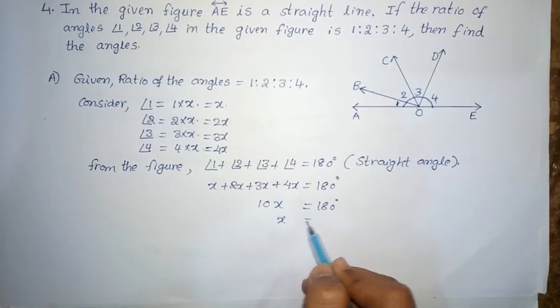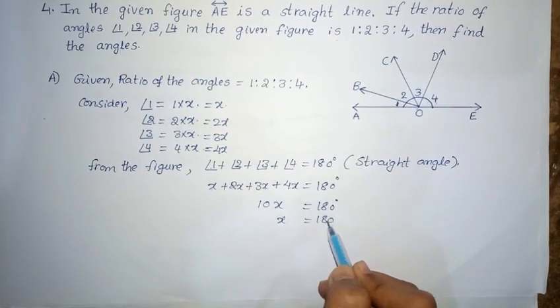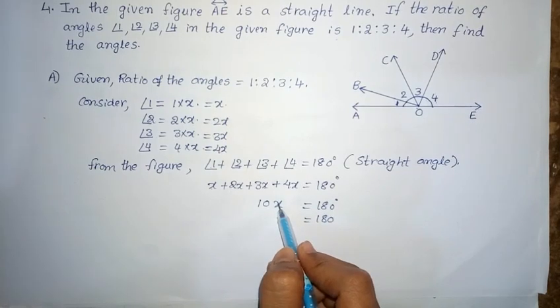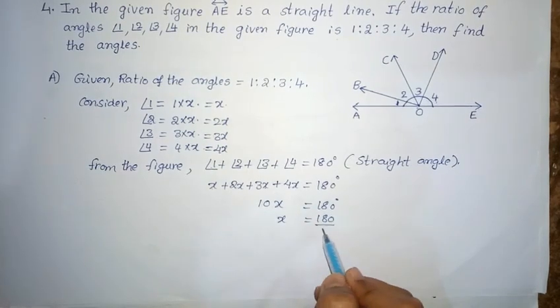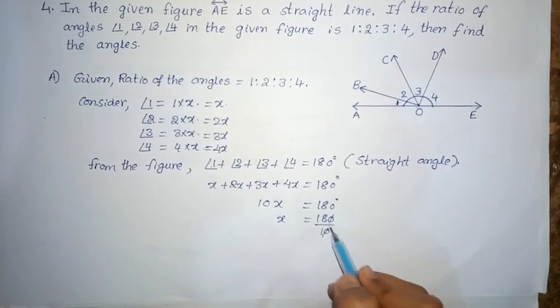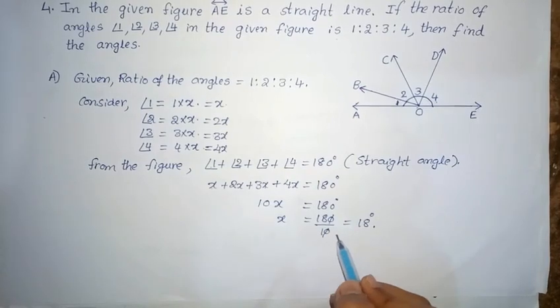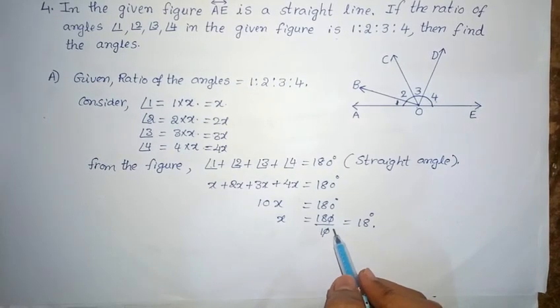So x is equal to 180. So 10 is related with x by multiplication, so it is moving to the right side as division. So by 10, 0 and 0 cancel. So x is equal to 18 degrees. So in the problem they are asking to find the angles. So find out the 4 angles.